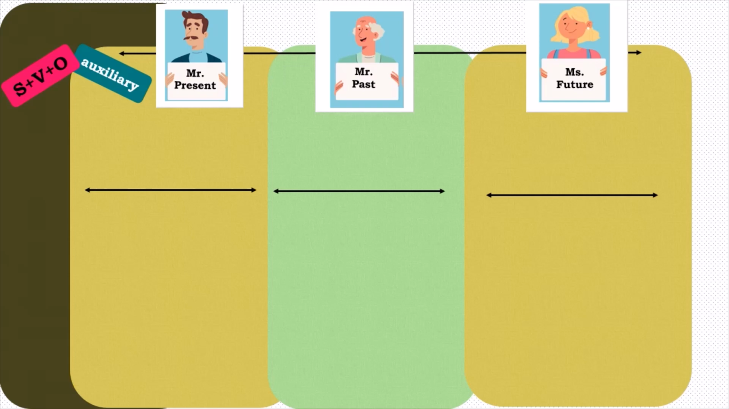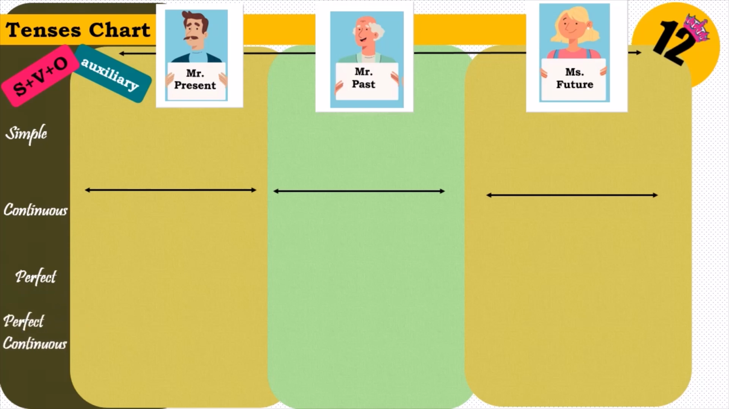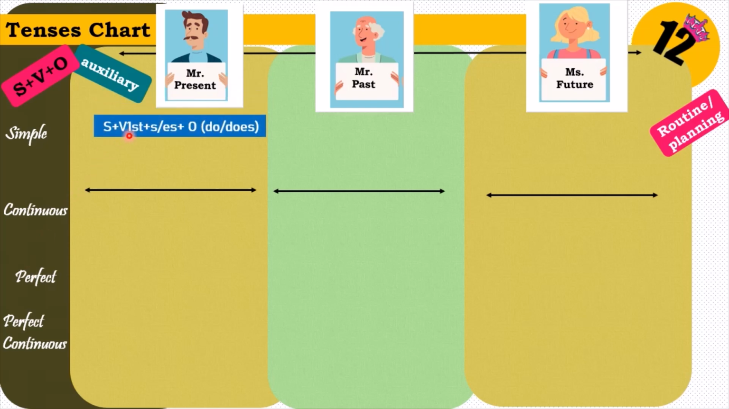And how are they going to teach us tenses? With the help of a tense chart. And through this tense chart, they are going to teach us all the 12 tenses. They are going to begin with simple, coming towards continuous tense, then perfect tense, and lastly they will be talking about perfect continuous tense. So first begin with simple tense. The simple tense represents routine, the daily work that a person is doing on a daily basis, and the kind of planning it also represents. So here we have the formula for simple present tense.